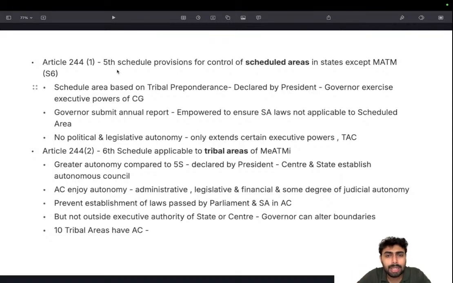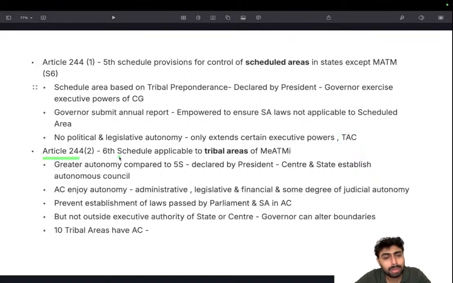But the 5th schedule areas are having a slightly lesser level of autonomy, and they are classified based on tribal preponderance and declared by president, but governor exercises the executive powers, and governor submits annual report, and governor is empowered to ensure that state assembly laws are not applicable to the scheduled area. They don't have any political or legislative autonomy, only certain executive powers. And there is a tribal advisory council in states having a sufficient number of MLAs from the ST community.